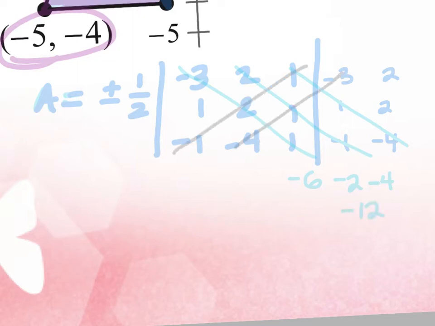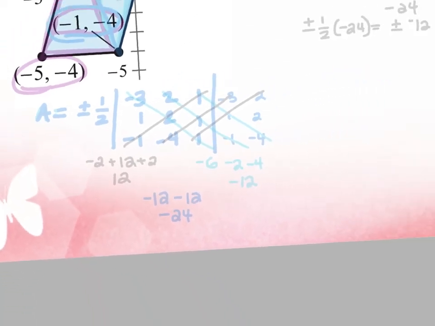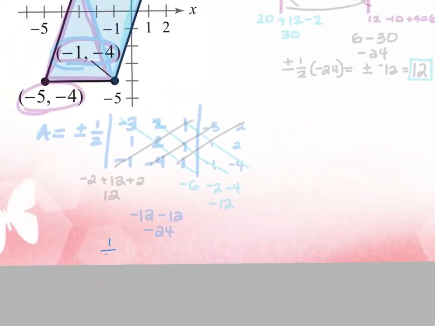And then go back the other way. 1 times 2 is 2, times -1 is -2. -3 times 1, times -4, is +12. 2 times 1 times 1 is +2. And I get 12. So then I want to do -12 minus 12, which is -24. And the area is 1/2, or plus or minus, sorry, 1/2 of -24, which is plus and minus -12, which is a +12, because I want the area to be positive.